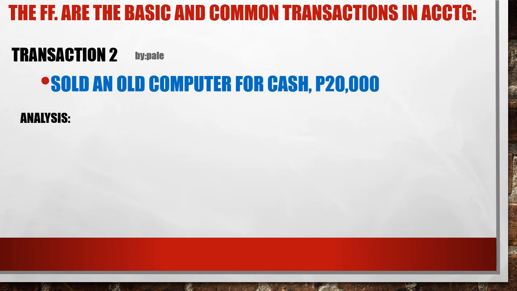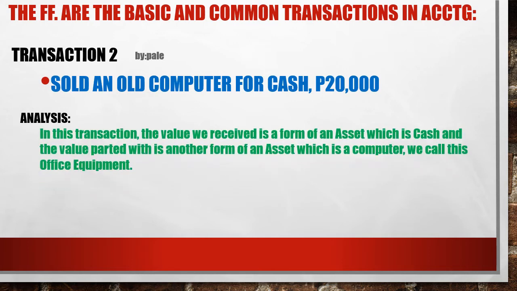Upon selling, take note, namaligya ta, we are selling. So, we disposed it. So, we already know that's our credit. We forgo our computer. But what did we receive? We received cash. Ibayran man ta. So in this transaction, the value we received is a form of an asset, which is cash. And the value parted with is another form of an asset, which is a computer. We call this office equipment.